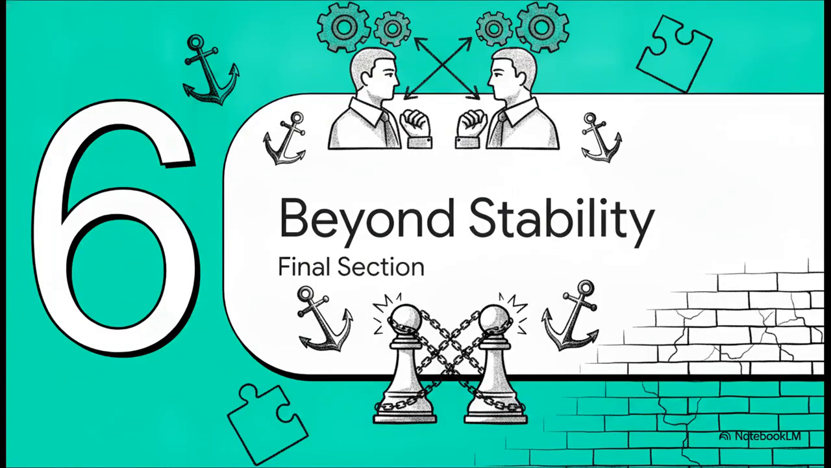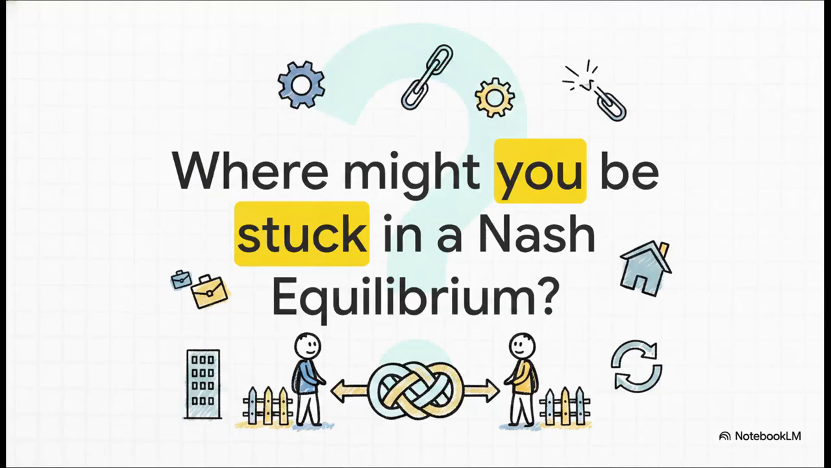Section 6. Beyond strategic stability. So, let's take a quick moment to summarize the core concept we've explored today. We've seen how rational self-interest, when combined with competition, doesn't always lead to the best outcome, but rather to a highly stable, unmoving deadlock. Which leaves us with this final, deeply provocative question.